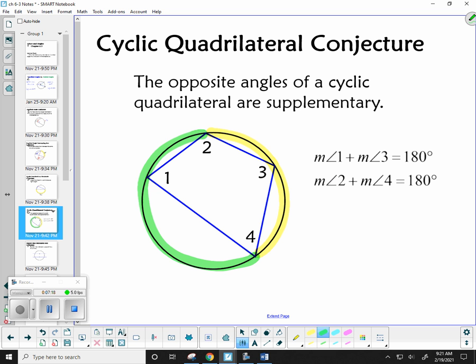Is that okay? I can do the same thing for 2 and 4. 2 and 4 are just going to open up to 2 different arcs, but it's still the whole circle.